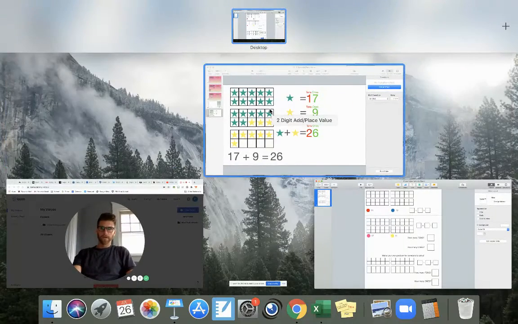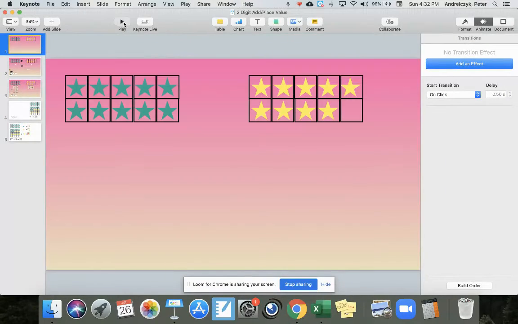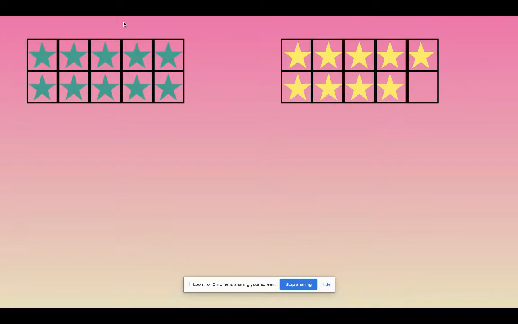Alrighty. Hey, look, there I am. So we're going to start here with some two-digit addition. It's a tongue twister. Two-digit addition, and we're going to work on some place value, and then you will have an activity to do at the end. So up on the screen right now we have two separate numbers. We have a full tens frame of green stars, or teal stars if you want, and a not quite full tens frame of yellow stars. Our job is going to be to add these things together. So we're going to go to the next screen and figure out how we're going to do this.